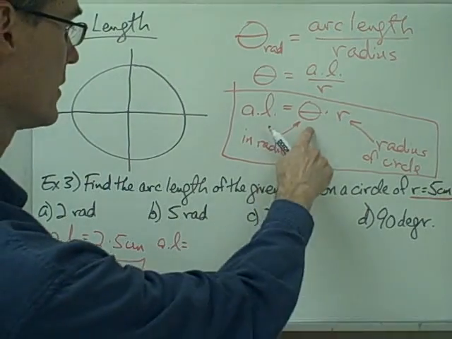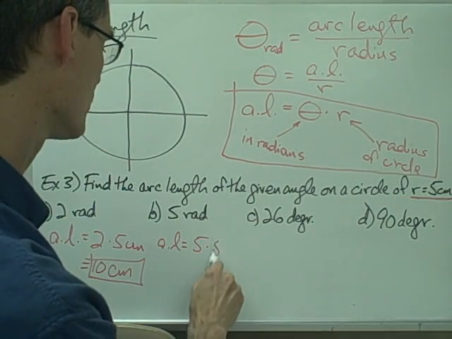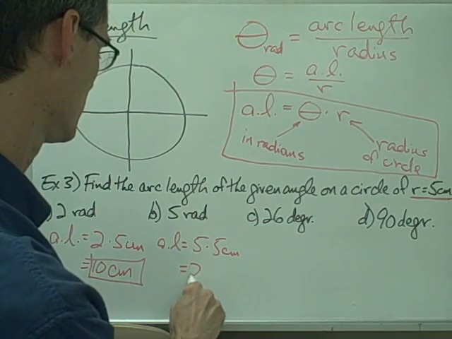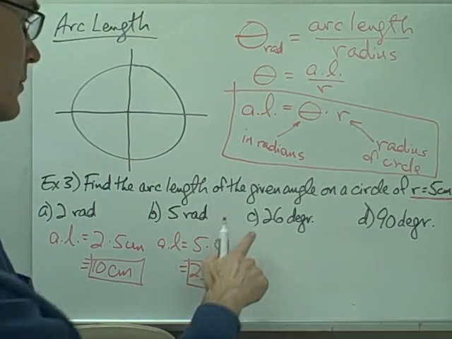Example B, 5 radians. Arc length is the angle in radians, that's 5 radians, times the radius of the circle, which is 5 centimeters, 25 centimeters. So that's pretty simple.